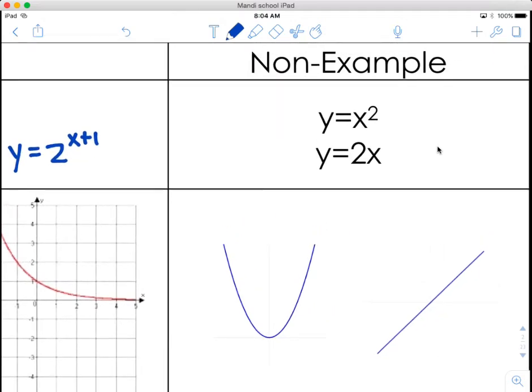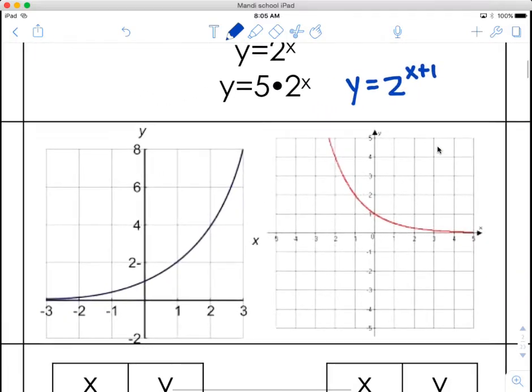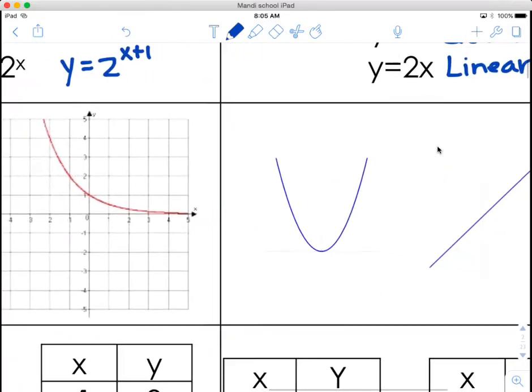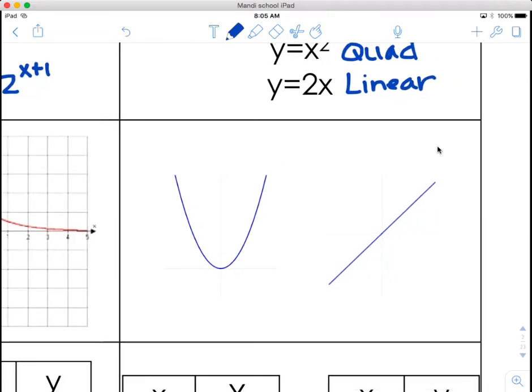So we know this is not an example because this would be a quadratic. And we know this one is not an example because this one would be linear. We've already looked at the graphs of these. These are not examples because this one is a quadratic and this one is linear.